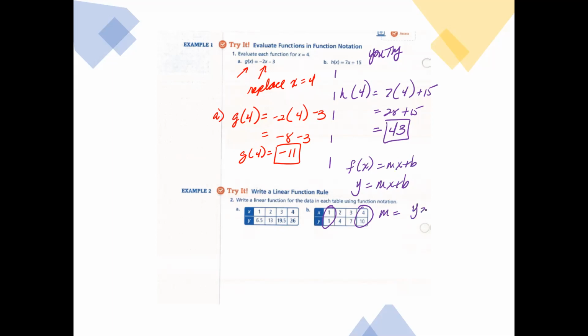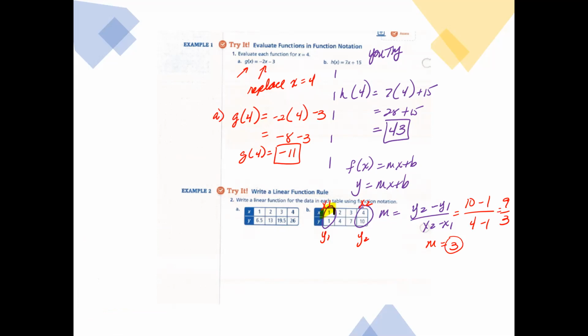So my slope formula is y2 minus y1 over x2 minus x1. So let's go ahead and plug this in. You can go ahead and label this as well. So that's x1, y1, x2, y2. So I'm going to have 10 minus 1 over 4 minus 1, which is going to give me 9 over 3, which means my slope is 3.